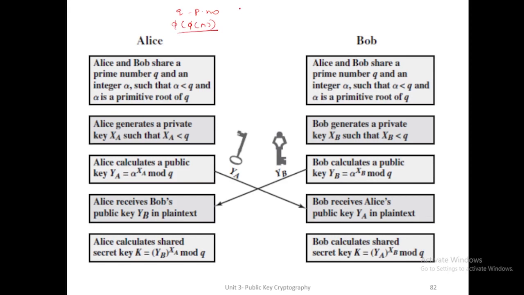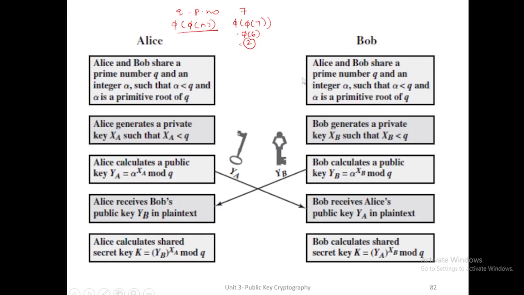For example, I am taking the prime number as 7. So phi of 7 is equal to phi of 6, and phi of 6 is 2 into 3. That means in total 2 primitive roots are available for 7. So alpha can be either of those 2 numbers. Alpha is a number which is less than q, and alpha should be a primitive root of q.